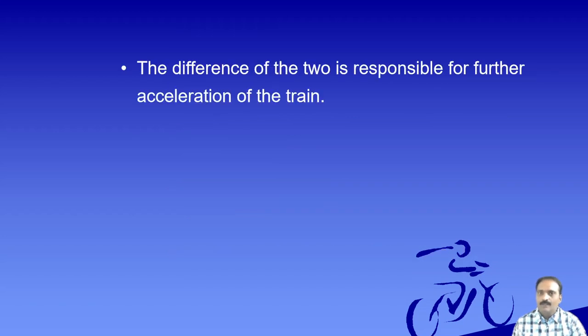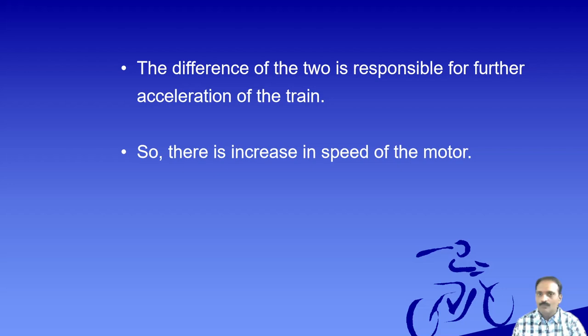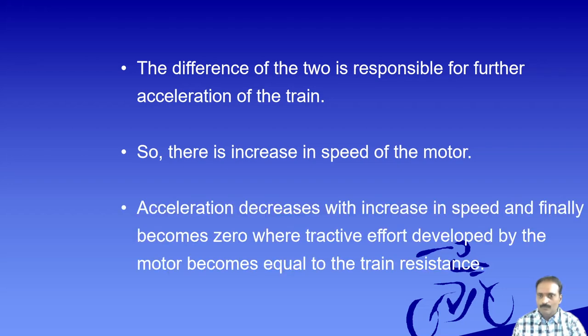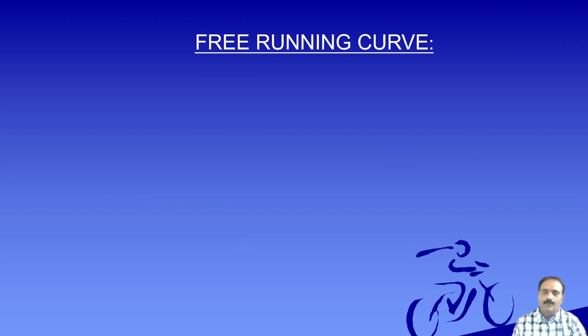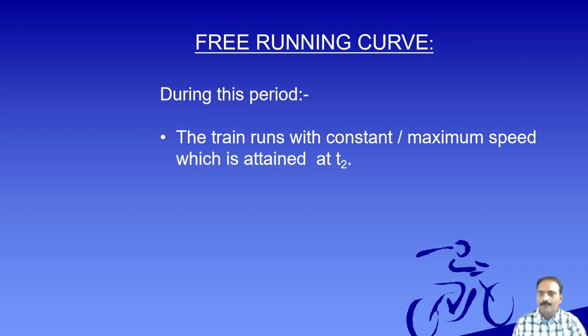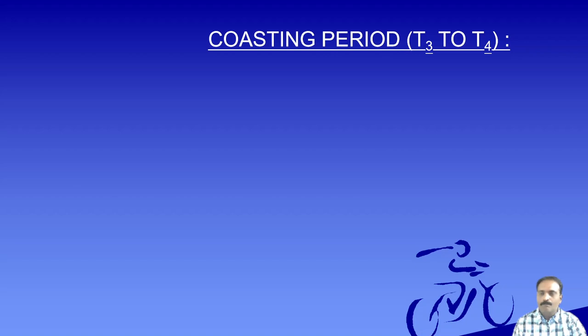And the third one is free running curve. During this period the train moves with constant speed, which is also known as maximum speed, measured in kilometers per hour. During this instant the motor draws constant power.